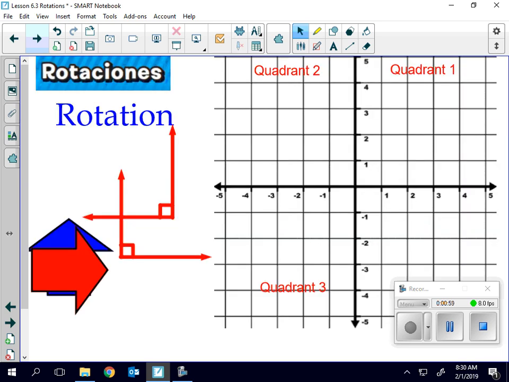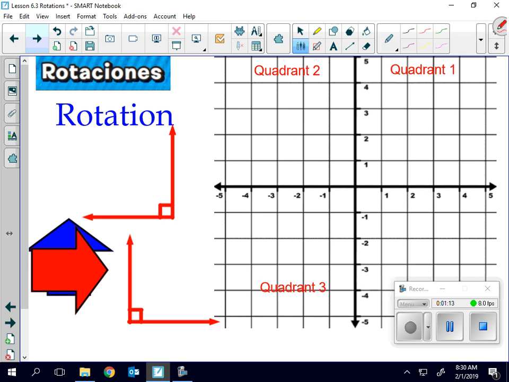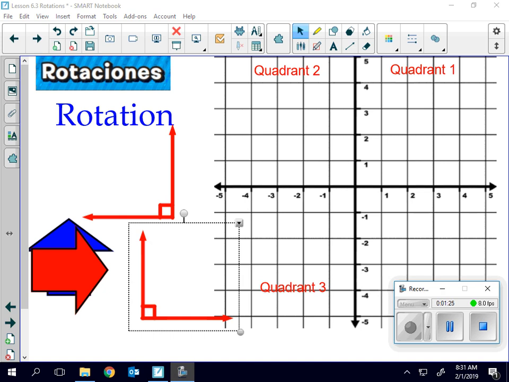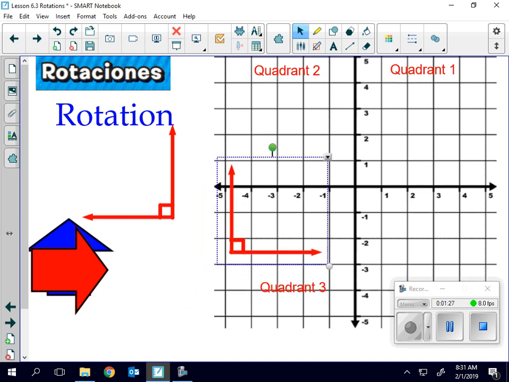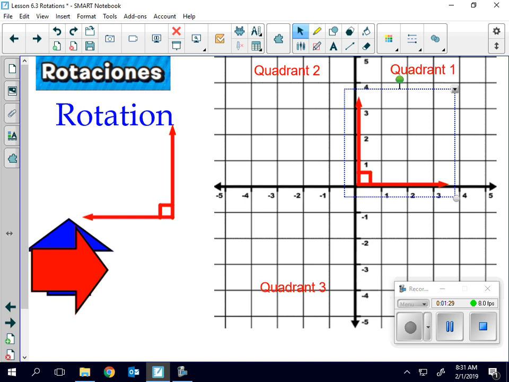Another thing we need to know is how many degrees are in each turn. If you look at this guy right here, hopefully you already know that is a 90-degree angle. So this would be a 90-degree turn. If I were to start here and go this way, that would be 90 degrees. Okay, let me put this up here. All right, let's put this guy over here. So that is 90 degrees right there.